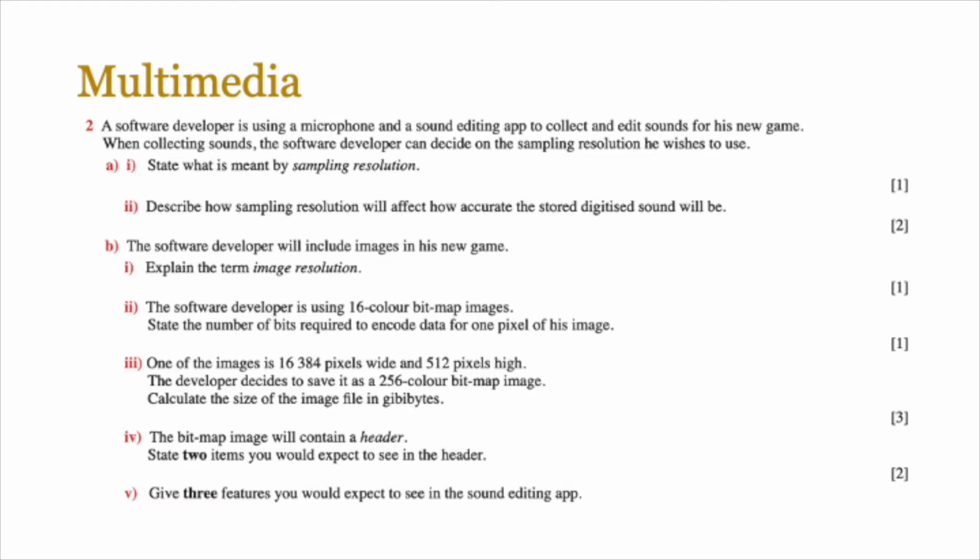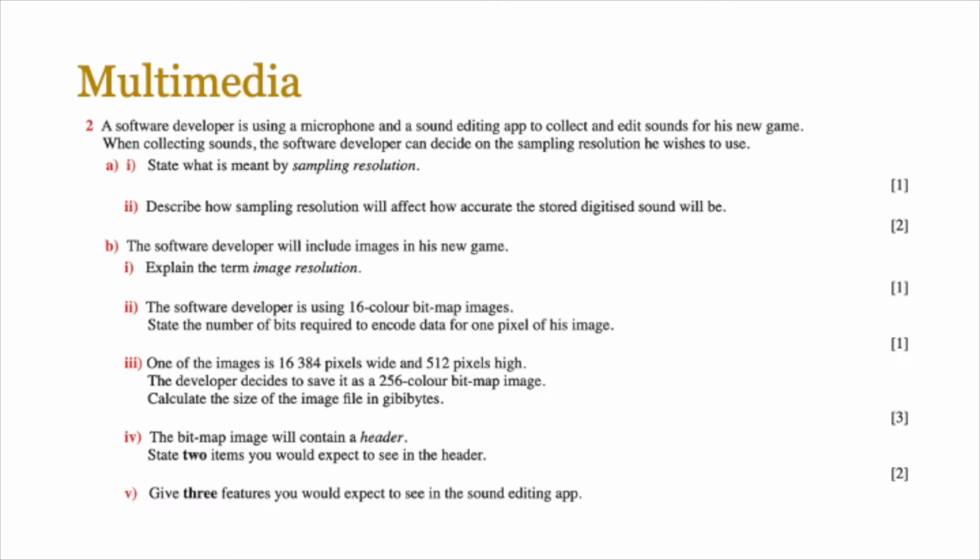Part B is all about images. So you need to talk about image resolution, what would happen if a developer is using a 16 color bitmap image, how many bits would be used to encode the data for 1 pixel of his image, and then you would need to calculate a file size for 16,384 pixels by 512 pixels high for a 256 color bitmap. All of those kind of things you need to take into account.